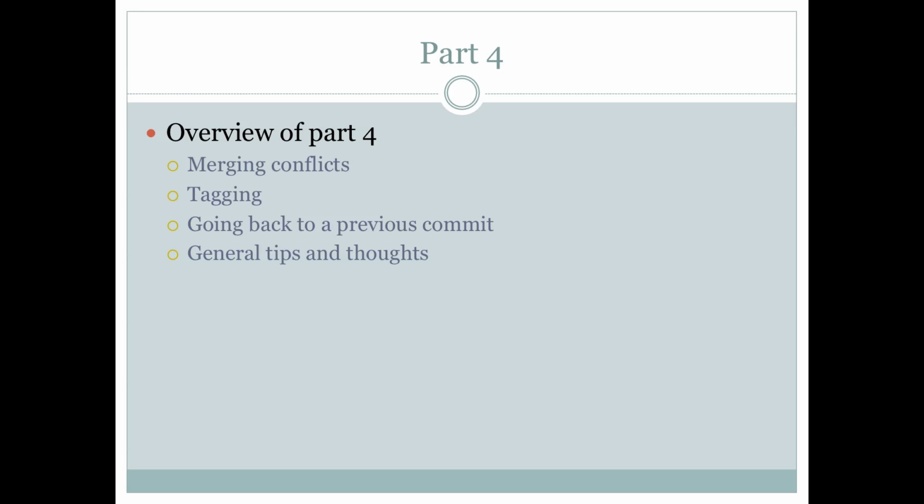Eventually, you're going to have developers coding on the same file, and you're going to have to be able to manage those conflicts. We're also going to be talking about tagging, and tagging is usually done for major milestones like a release 1, a release 2, etc. And then we'll be talking about how to go back to a previous commit. You know, this is something that you might not use very often, but if you do need it, we'll go over it. And lastly, we'll go over general tips and thoughts of how to use Git.